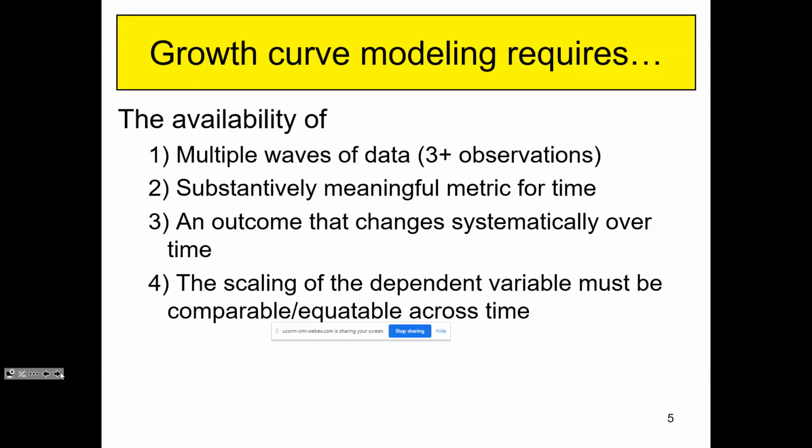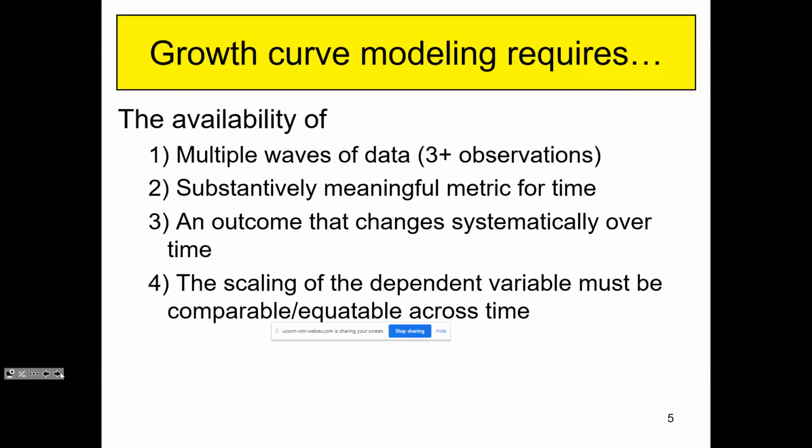What if you don't expect to see growth, like say your dependent variable is intelligent activities? Well, if you don't expect to see growth, then growth models are not for you. There are other models; we're going to talk about autoregressive models, which are the one other major category.